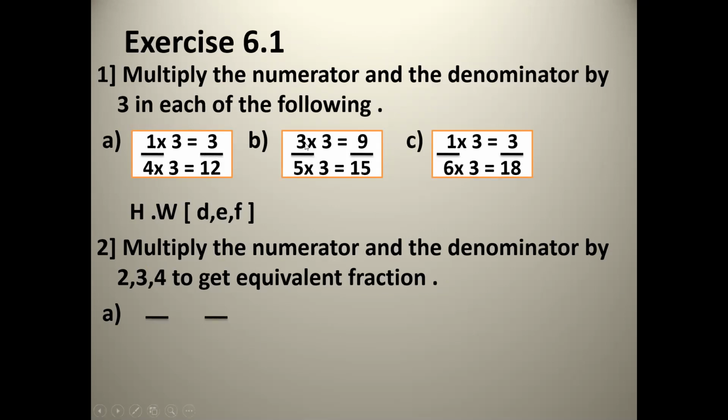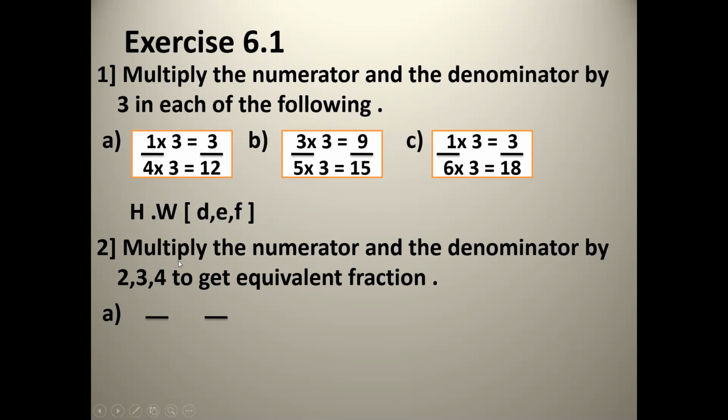Look here, this fraction, 3 by 5. If you multiply 3 into 3, it is 9, 5 into 3, it is 15. So 9 by 15 is equivalent fraction for 3 by 5. Now this fraction also, 1 by 6, I will multiply numerator into 3 and denominator into 3. 1 multiply 3, it is 3, 6 multiply 3, it is 18. This is also equivalent fraction. Okay, so this is your homework, D, E, F.